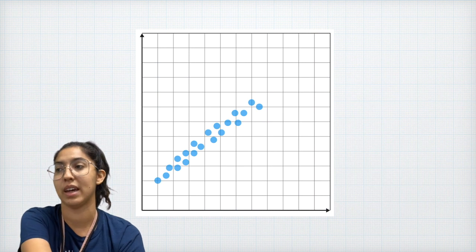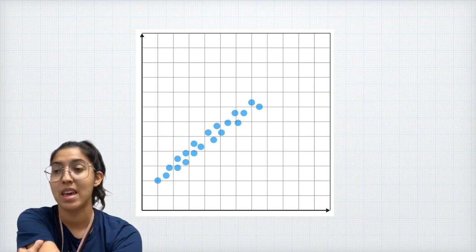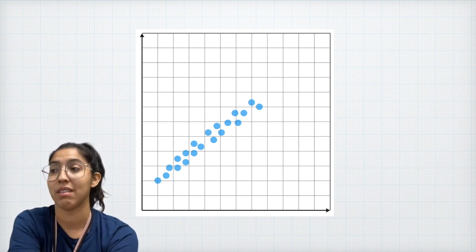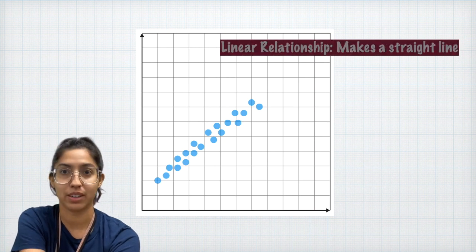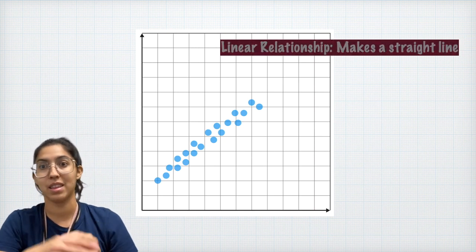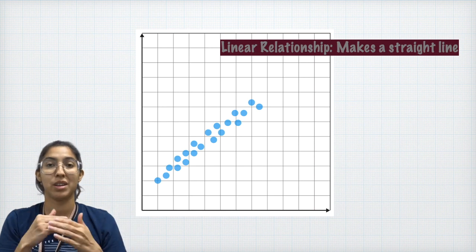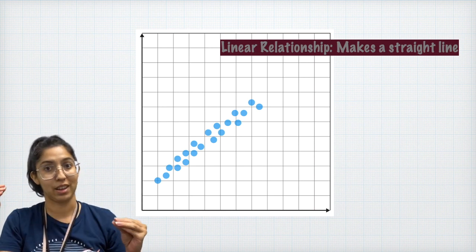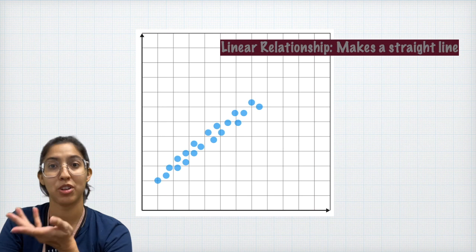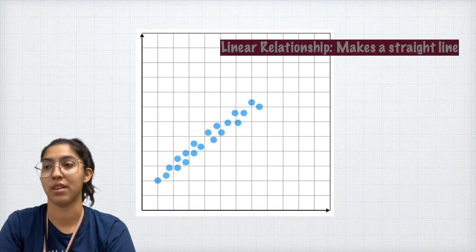So let's look at our first type of data. If it makes a straight line, that would be a linear relationship. So that is anything that makes a straight line. Linear literally just means line. So straight line, okay? And this would be strong data because it's so close together.